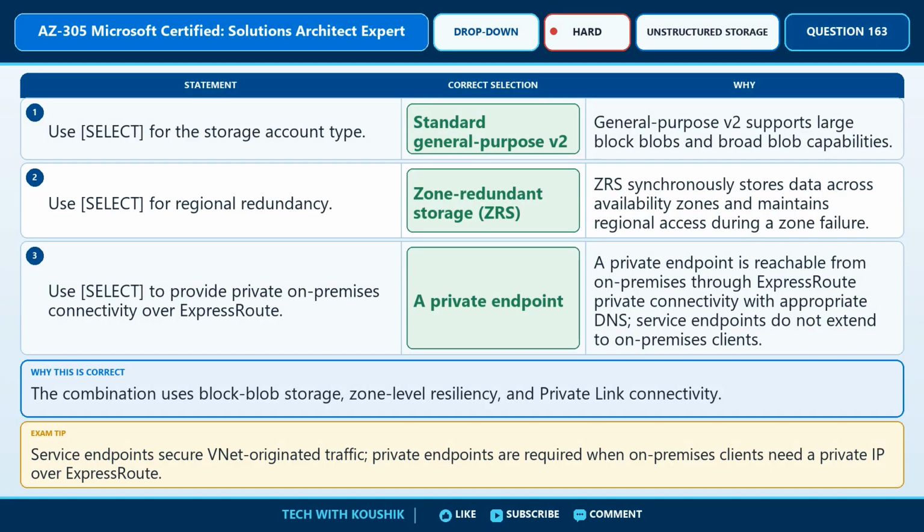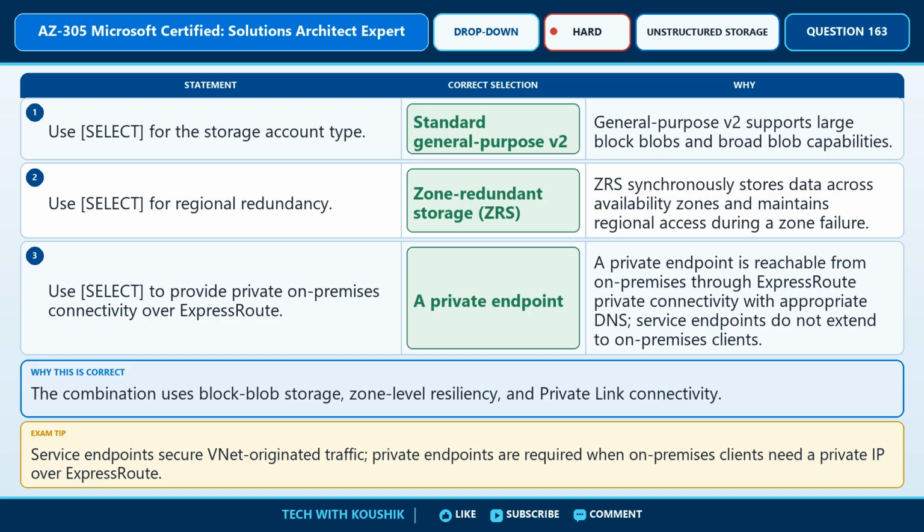Statement 1 should be completed with standard general purpose v2. General purpose v2 supports large block blobs and broad blob capabilities. Statement 2 should be completed with zone redundant storage, ZRS. ZRS synchronously stores data across availability zones and maintains regional access during a zone failure. Statement 3 should be completed with a private endpoint.